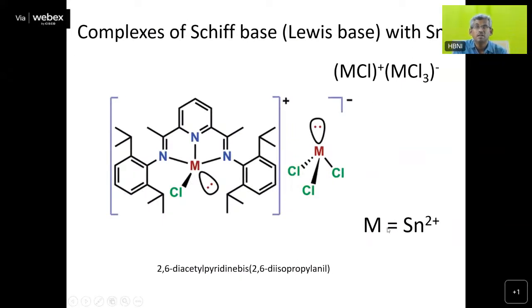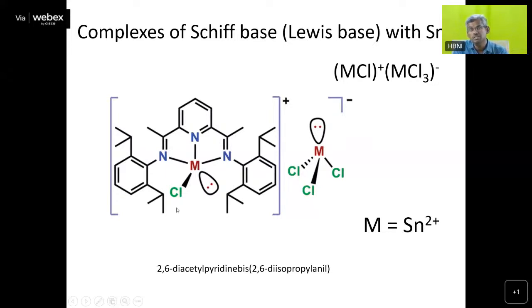Actually here, tin exists only in the Sn+2 state, but it can exist in two types. One is SnCl+, Sn2+ with Cl, because one of the charges is not neutralized, so there is a plus charge here. Another is SnCl3-, where one excess charge is there. One is a positive charge complex, another is a negative charge complex. This type of complexes can be formed with this type of ligands, which are called Lewis bases.